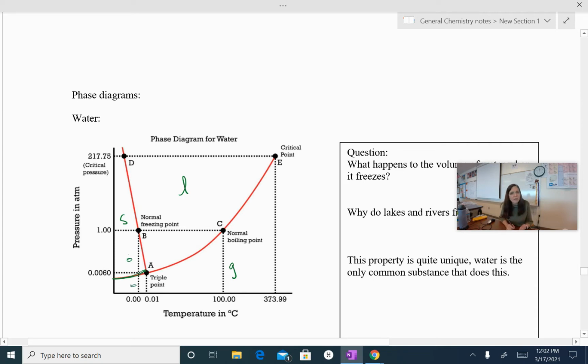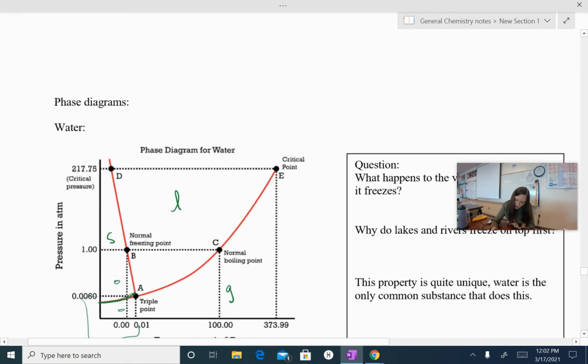Notice between this line right here, we only have solid and gas. So this is our sublimation/deposition line. We don't even have liquid along these pressures and these temperatures. Only gas and solids are available to us at those pressures.